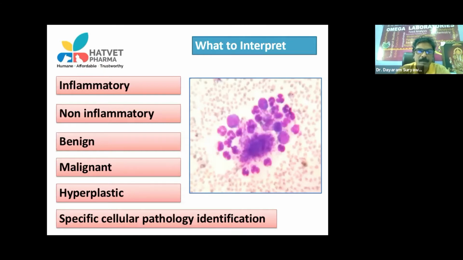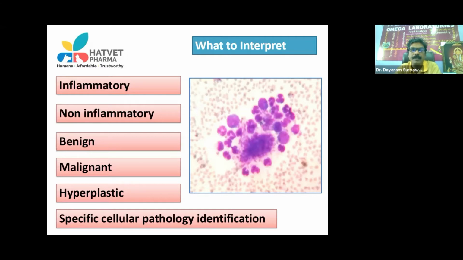Okay, now all of this is about how to collect the material, how to prepare the smear, and how to stain it. Different types of stains are there. Different materials can be stained with the Leishman stain, Giemsa stain, or you may go further with some special stain that we can see at a later stage. Now, what to interpret after preparation of the smears? It is the most important factor that we are going to discuss today.